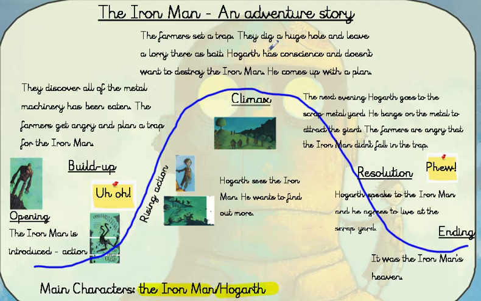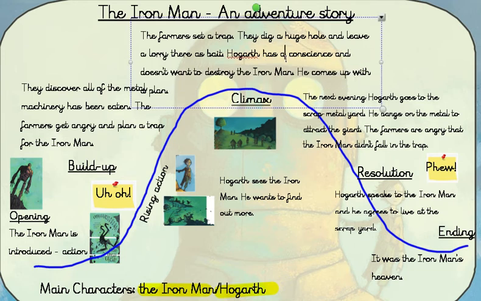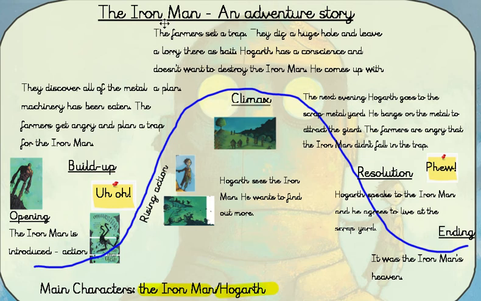The farmers set a trap. They dig a huge hole and leave a lorry there as bait. Hogarth has a conscience and doesn't want to destroy the Iron Man. Okay, so what I mean by that is Hogarth is thinking, how do we know this Iron Man is no good? Yes, he's eating all of our metal, but it seems a bit unfair and not very nice to dig a hole and just bury him there. So, this is the part we're up to now.